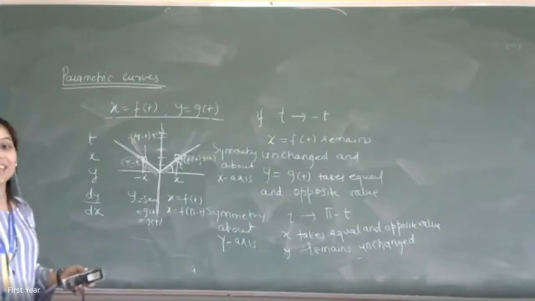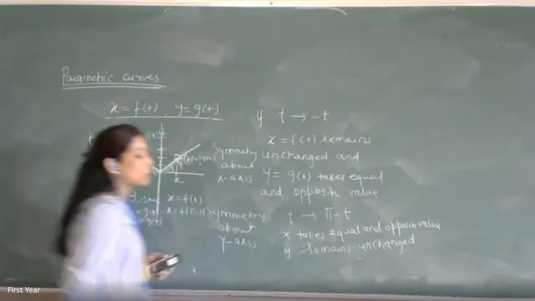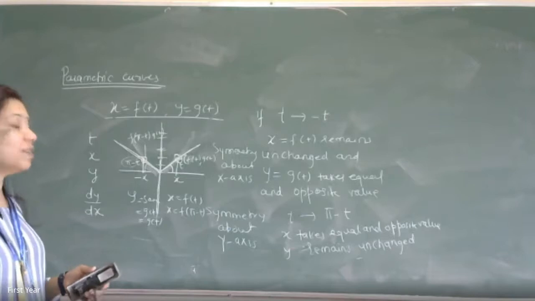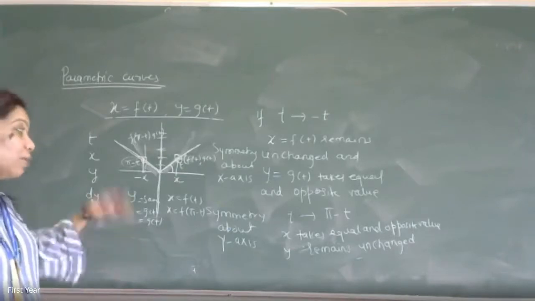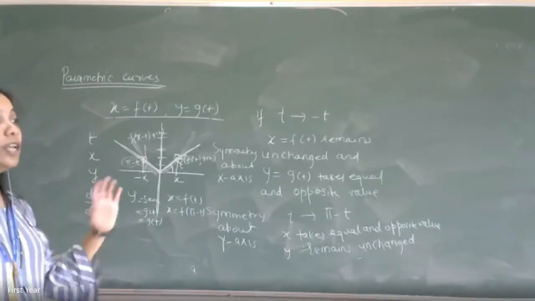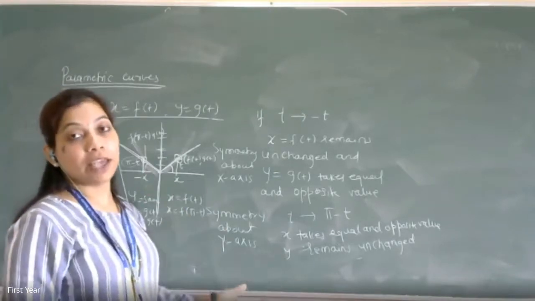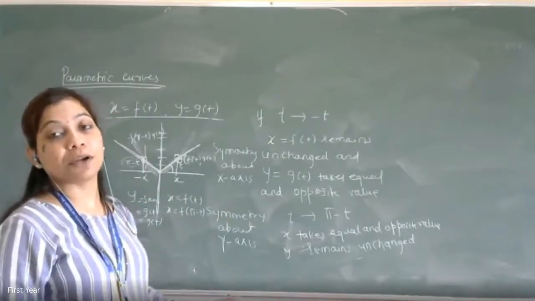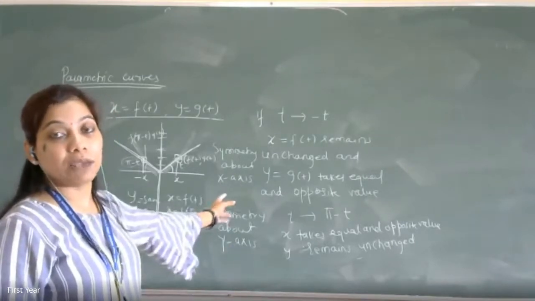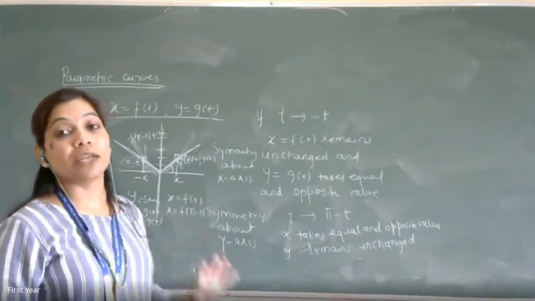I hope at least few students are understanding because others they will learn it. T replaced by pi minus t, then x takes equal and opposite value, and y remains unchanged. Then the curve is said to be symmetric about y-axis. Equivalently, if y is g of t, which is given function, and x is odd function, then also the curve is said to be symmetric about y-axis. If x is given and y is odd, the curve is said to be symmetric about x-axis, or replacing t by minus t, equation x remains same and equation y becomes equal and opposite. Still, we say that the symmetry is about x-axis. So that is about symmetry.